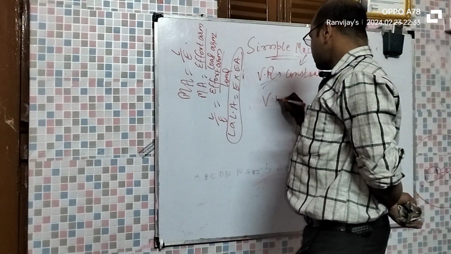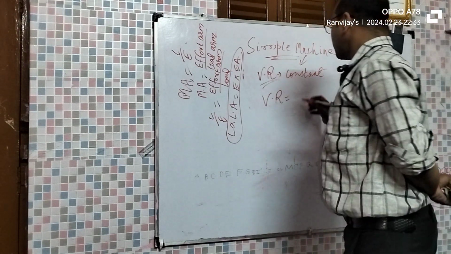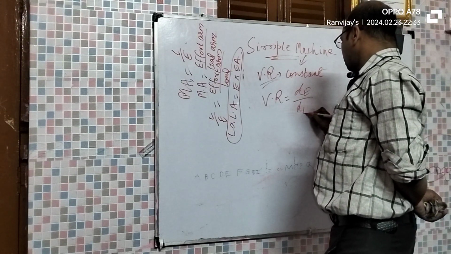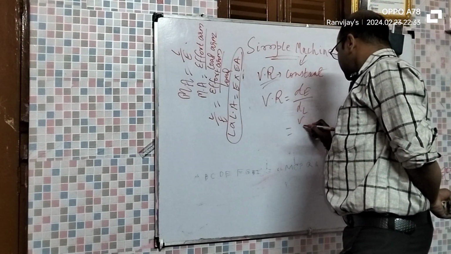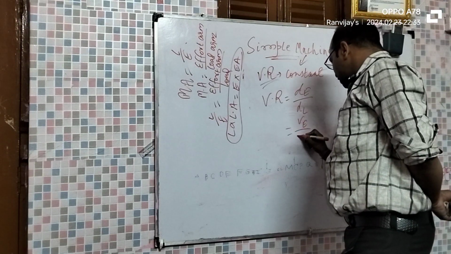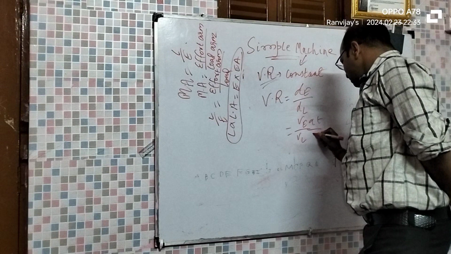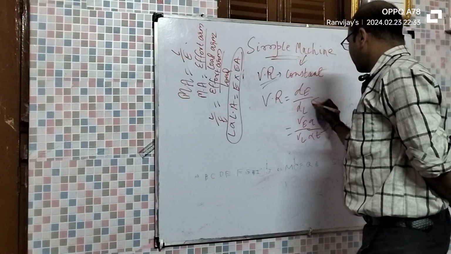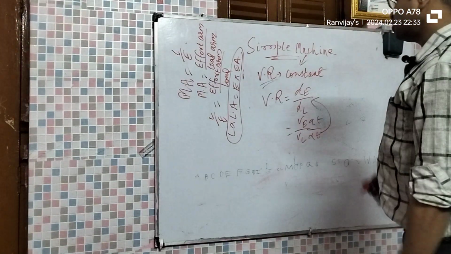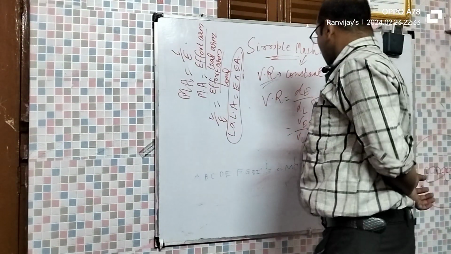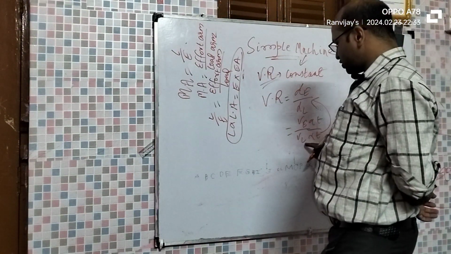So what is velocity ratio? It is the ratio of distance of effort to distance of load, or even it can be taken as the velocity of effort to velocity of load. We can understand by multiplying velocity into time we will get the distance, so this can be derived from here also. So velocity ratio is the ratio of velocity of effort to velocity of load.